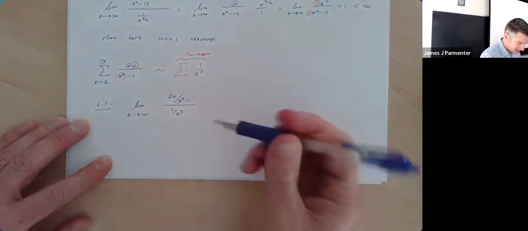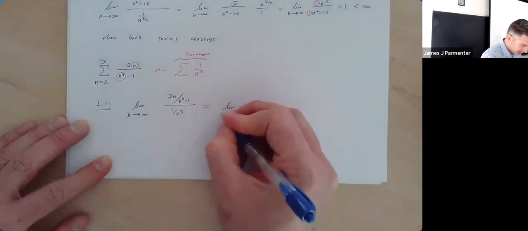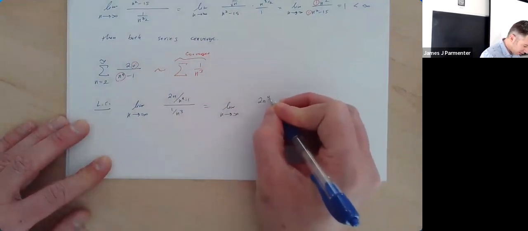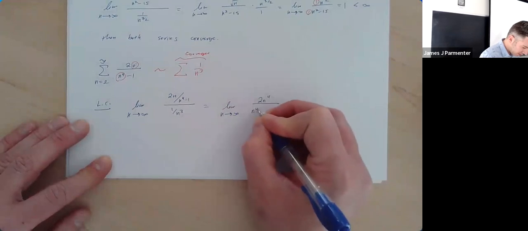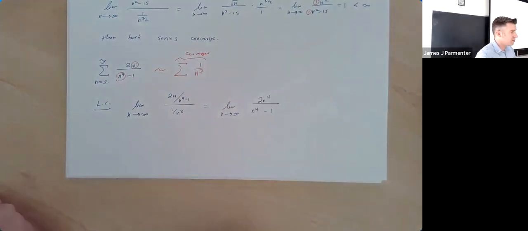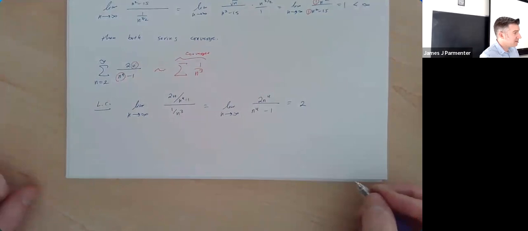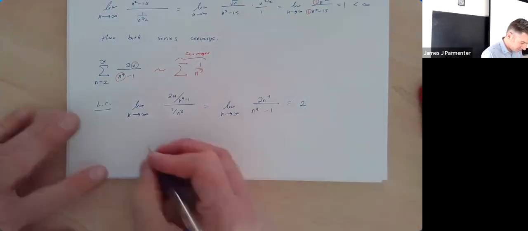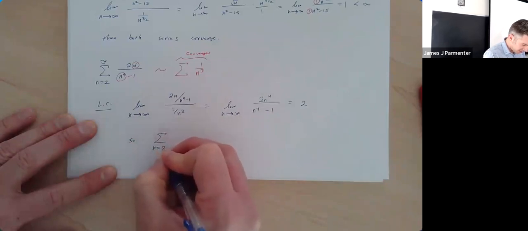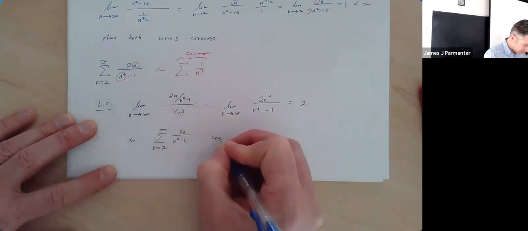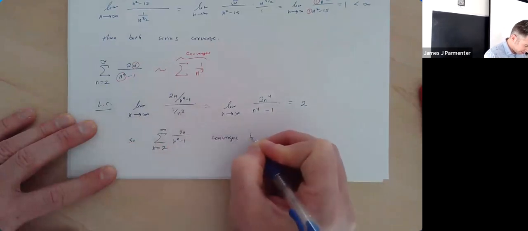So simplifying this, we get the limit as n goes to infinity of what? To flip and multiply, 2n to the fourth over n to the fourth minus 1. And both of you should be able to tell me that limit is how many? Right. And 2 is not infinity, so they both converge. So the series we wanted to see, from n equals 2 to infinity of 2n over n to the fourth minus 1, converges by limit comparison.